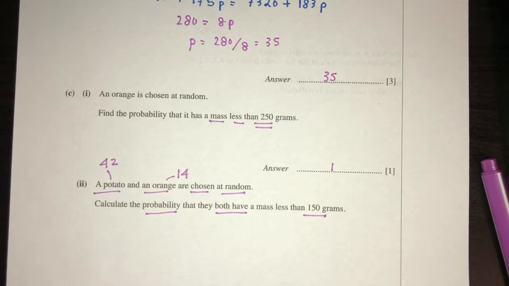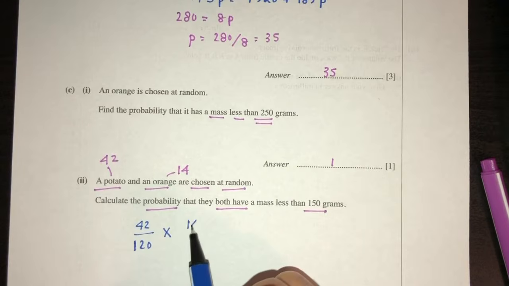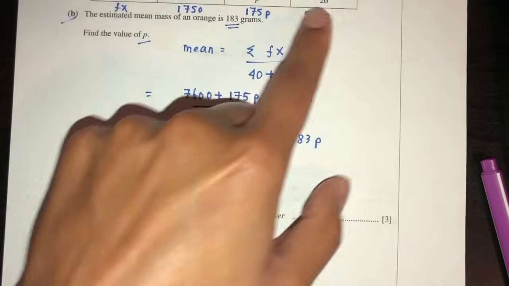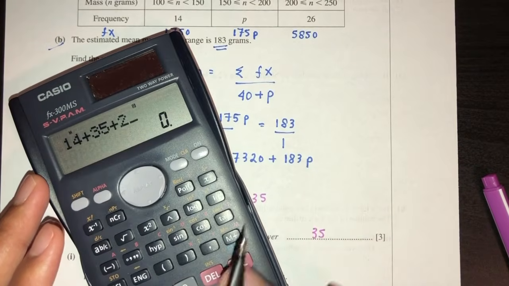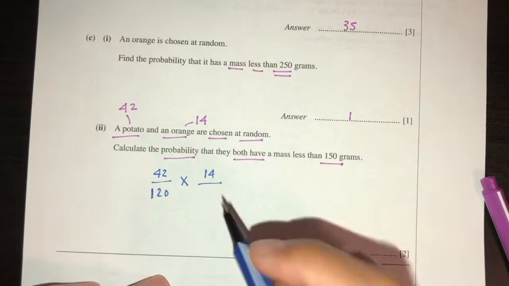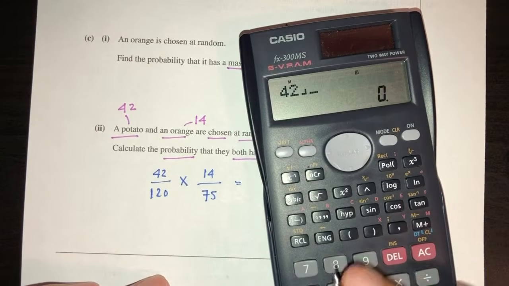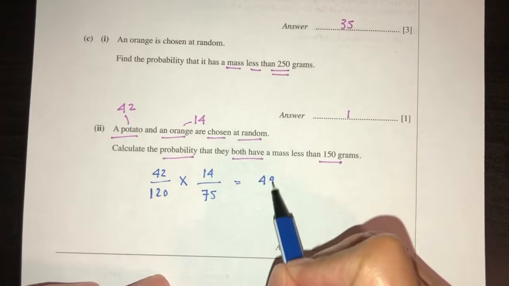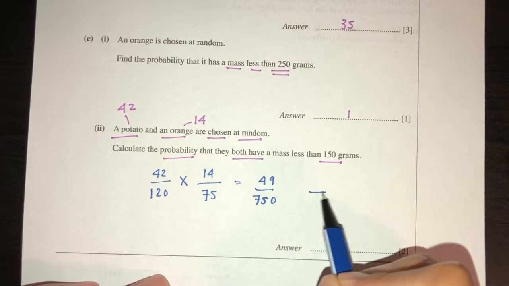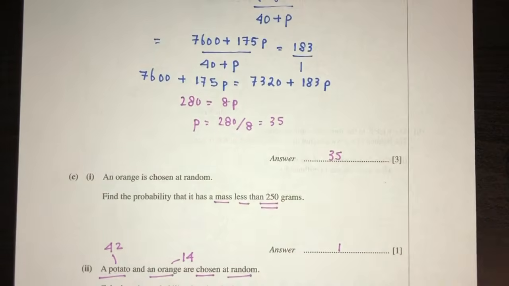Now find the chance that they both have mass less than this. So you will do 42 over, potato was 120, times 14 over, that will be the sum of these numbers. So 14 plus p, which was 35, plus 26, that is 75. 120 times 14 over 75. That will be 49 over 750. Okay, and this will be your answer for part 2. And that is question number 9.